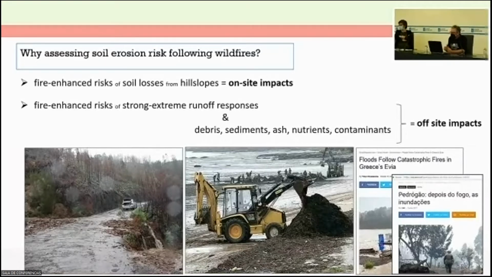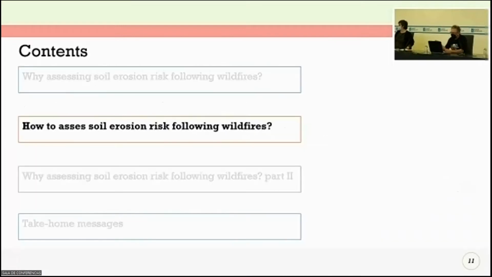One news item from Portugal in 2017 was basically one month after the fire in June. So very, very soon after, speaking about timing, right? The other picture is from the fire that we had last summer in Greece. Also within 1.5 months, they had a very big flood event, a rainfall event. Okay, so now we know why we should assess soil erosion risk.